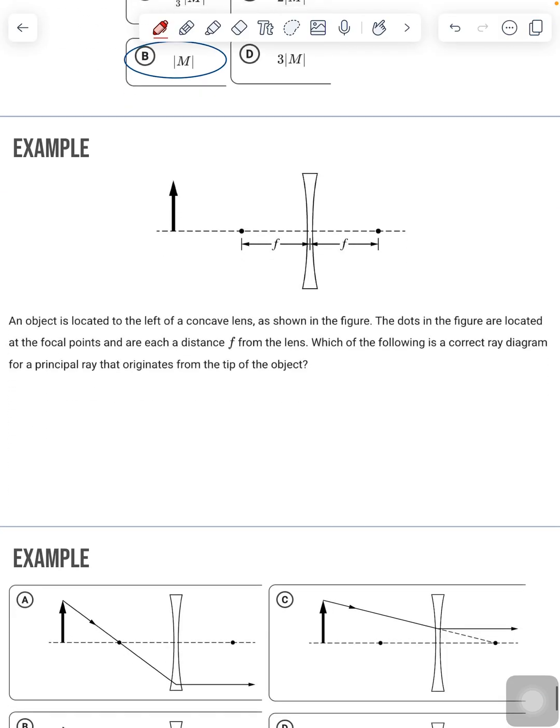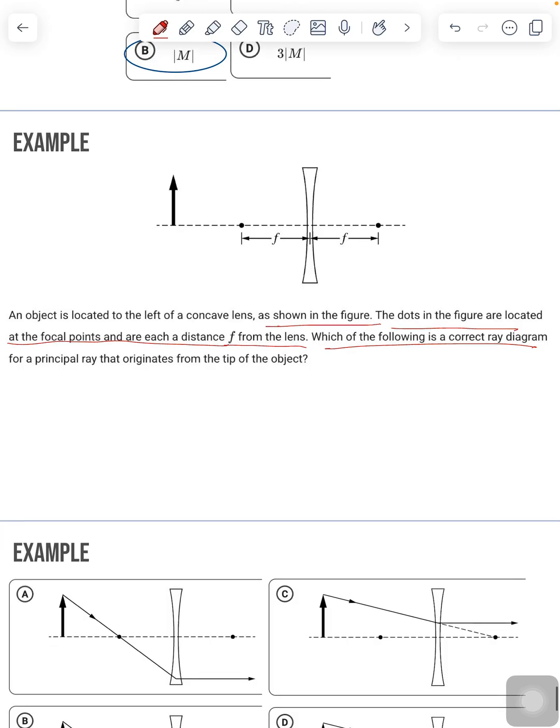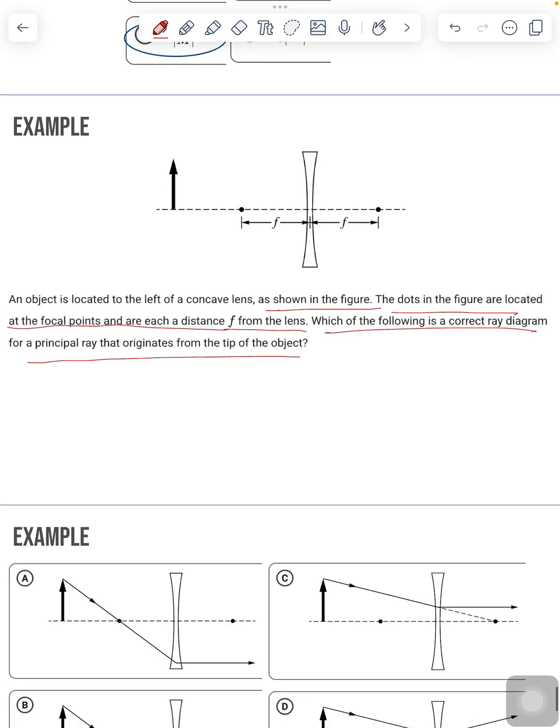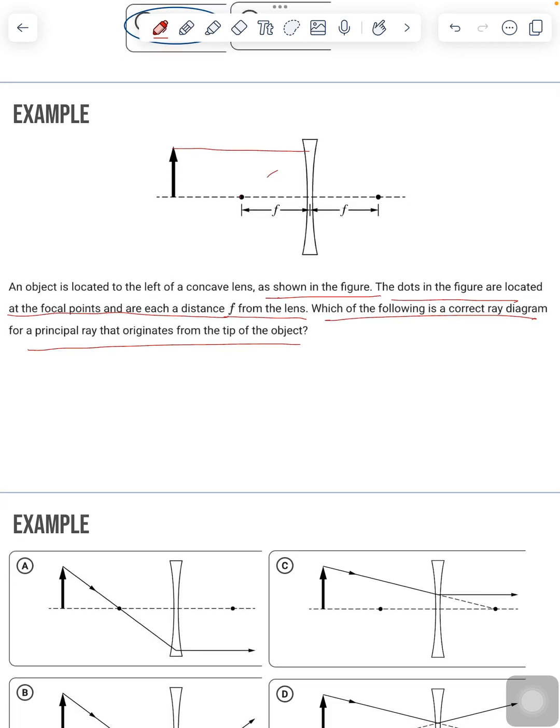Awesome, got it. All right, an object is located to the left of the concave lens as shown in the figure. The dots in the figure are located at the focal points and are each a distance f from the lens. Which of the following is a correct ray diagram for the principal rays? Okay, so if I was going to do these, my first ray would come from here and go that way. The second one would be trying to go towards this, but it can't, so it would go that way. And the third one would go right through the center. So those would be my 3 rays that I would draw.